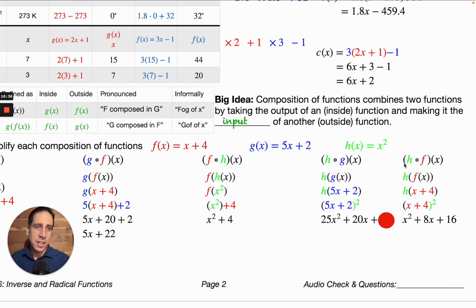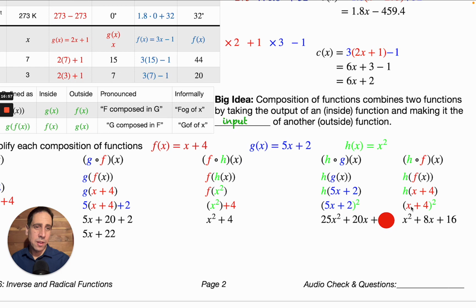Have a look at h composed with f of x. That means f is the inside function, h is the outside function. And so f, we remember from the instructions, is x plus 4. We put it on the inside. And now you can write the h function, and instead of x, you can replace it with f. And so that'd be x plus 4 squared.